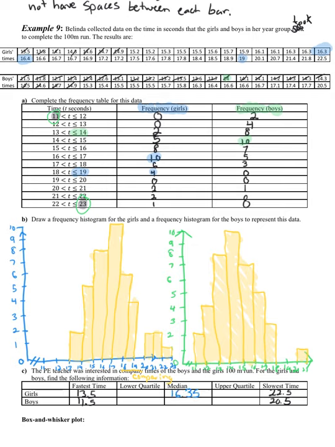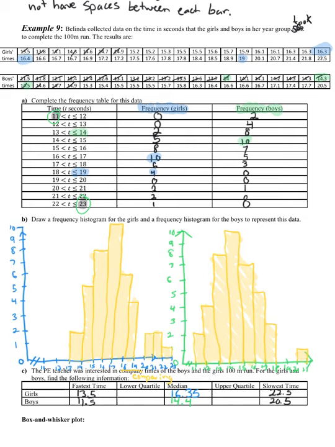The boys, something similar. It was 14.3, whoops, and 14.5. So their halfway point is going to be 14.4 for their median. Okay. And now if we want to find the lower quartile and the upper quartile, we just split it again.